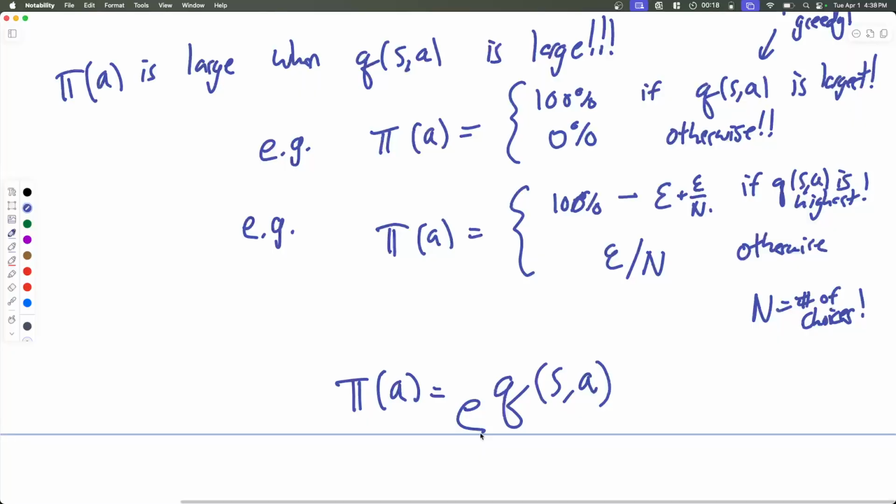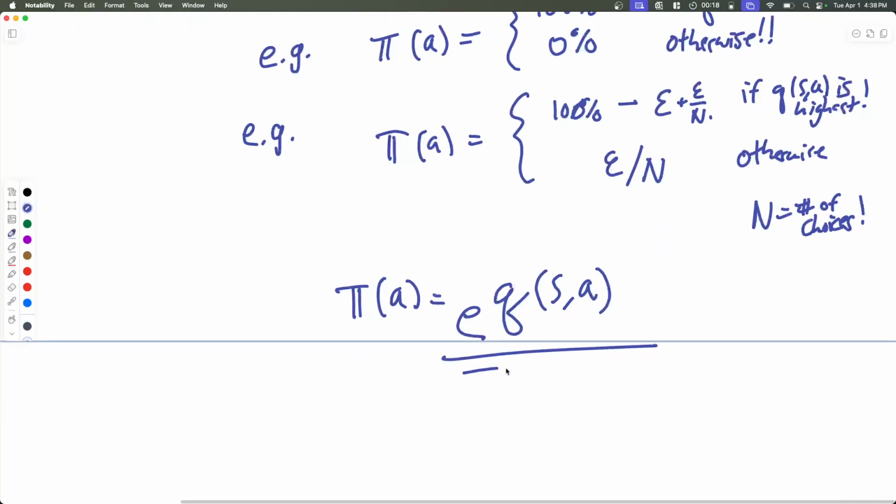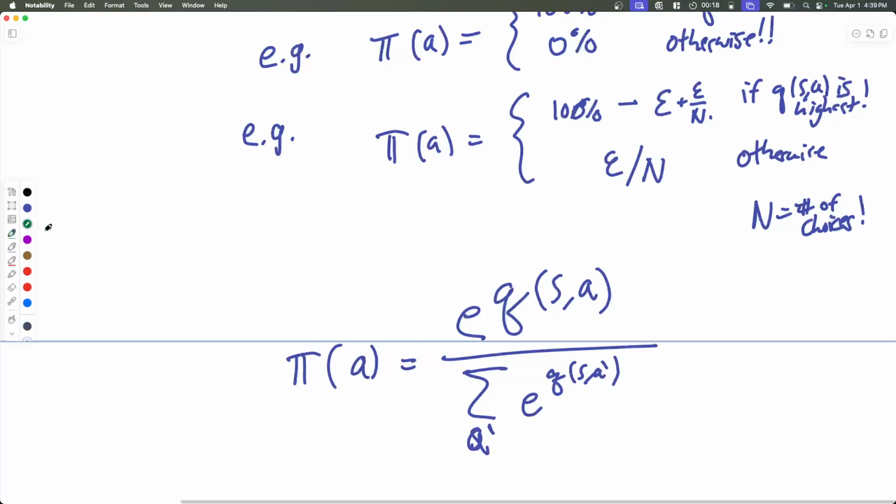Well, just do, like in your program, two lines. In the first line, make them e to the Q, and in the second line, divide it by the sum, which is equivalent to this. So divided by the sum of, let's call them A prime, e to the Q of S A prime. If you do this, this has a special name. This is called the Softmax choice, or the Softmax probabilities. And you can even include one extra thing to dial things up. You include something called an inverse temperature parameter, beta. Beta is the inverse temperature.